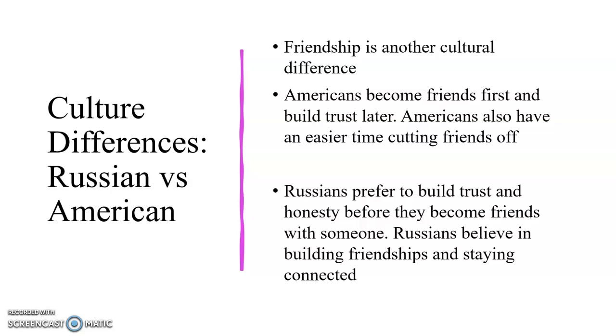Friendship is another cultural difference. Typically, Americans become friends first and build trust later. Americans also have an easier time cutting friends off. Russians prefer to build trust and honesty before they become friends with someone. Russians believe in building friendships and staying connected.